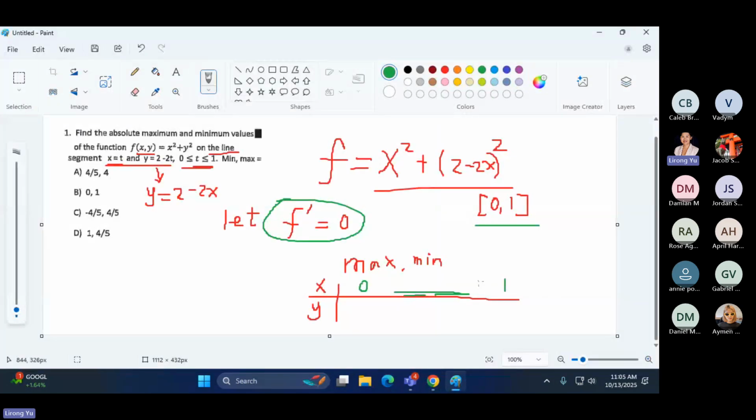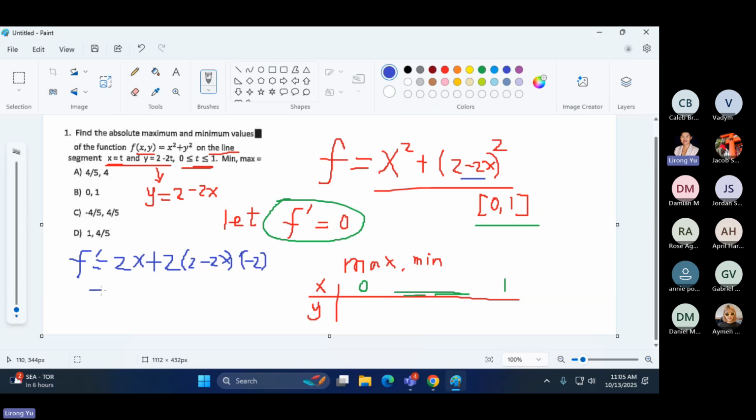Okay, so let's continue. The derivative of the function is equal to the derivative of x squared, which is 2x. The derivative of this other term is also a square, so because of the power rule, we have 2 times (2 - 2x). But then the inside function's derivative is -2.